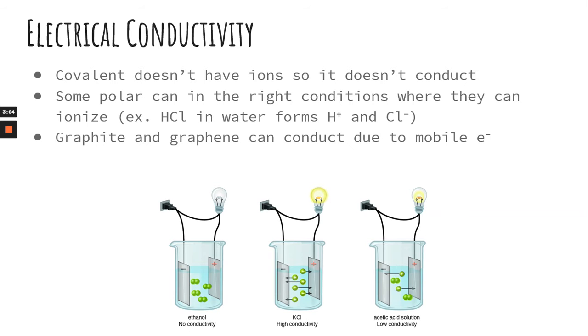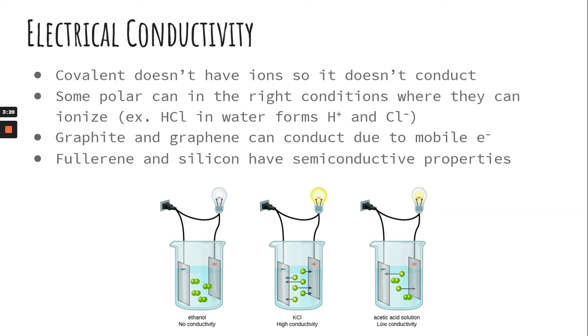Graphite and graphene, which remember are allotropes of carbon, they can conduct because of those mobile electrons in the pi bond of the double bond. So those are allowed to conduct. Fullerene and silicon are semiconductors. They have mobile electrons, but they're just not as mobile as those pi bonds are. And then diamond, which is in that tetrahedral shape, remember it has all of its electrons in sigma bonds, so they are not delocalized, therefore diamond does not conduct.